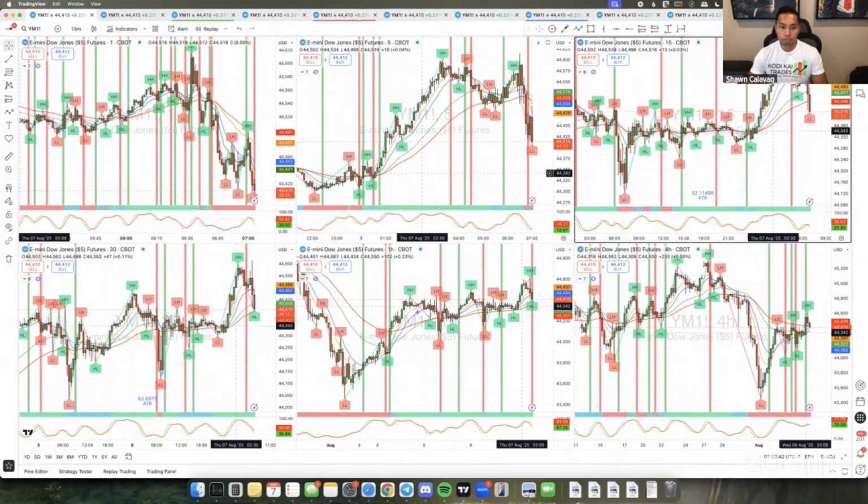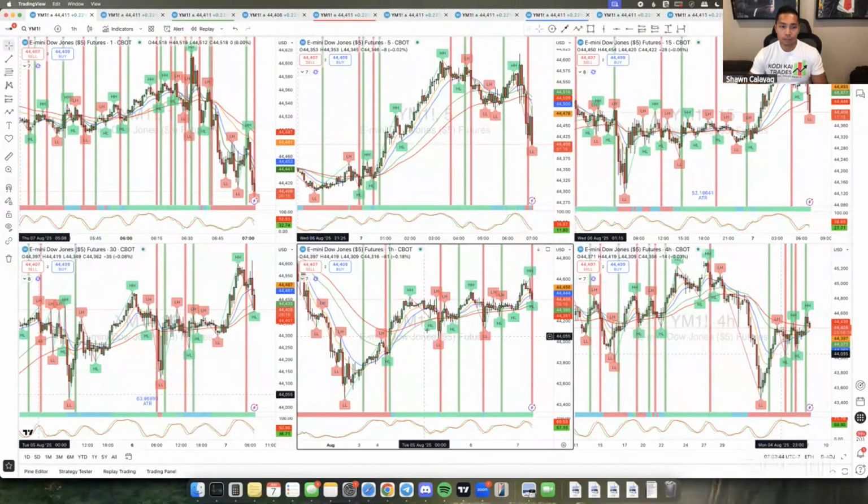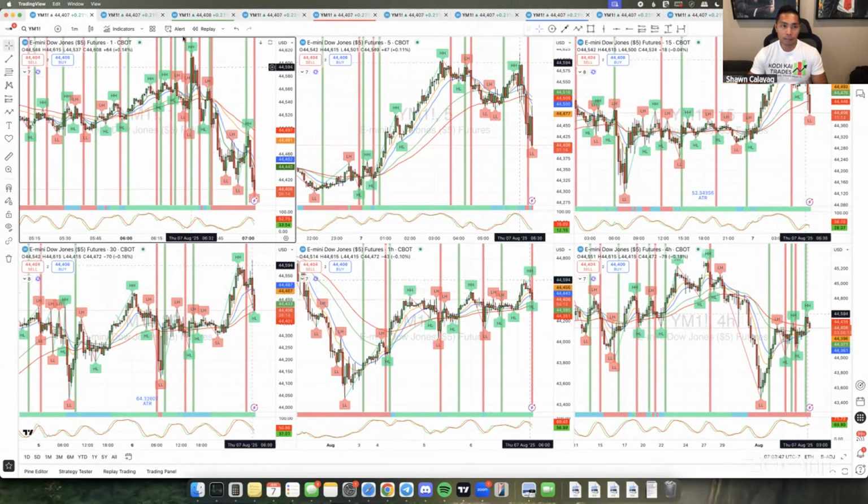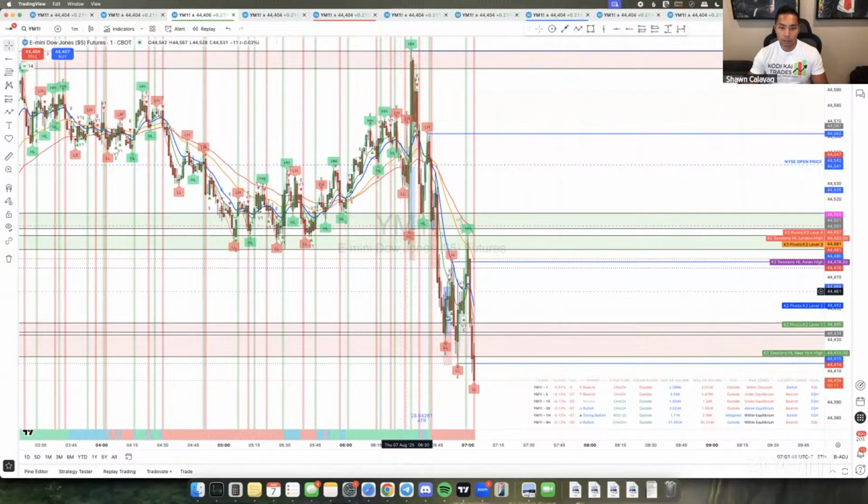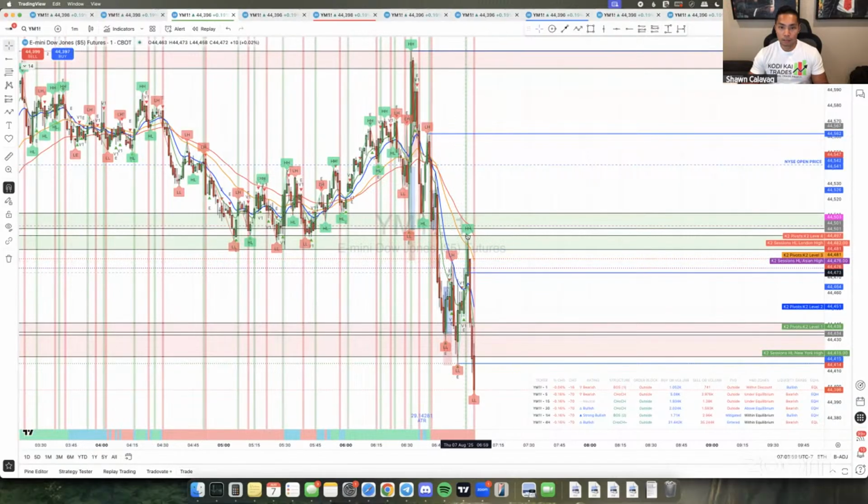And yeah, I'm looking for this to basically align. Once there's more alignment here with regard to the direction, I'll start looking for entries in that direction. But right now, the higher time frames are still bullish with regard to market structure. So not looking to take any sells here just yet.